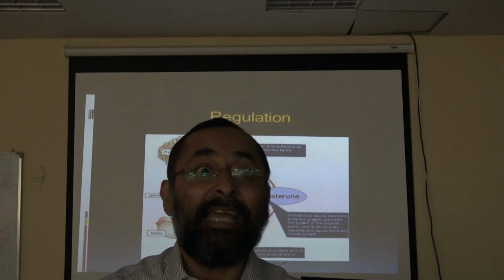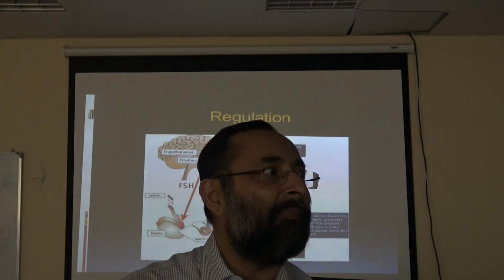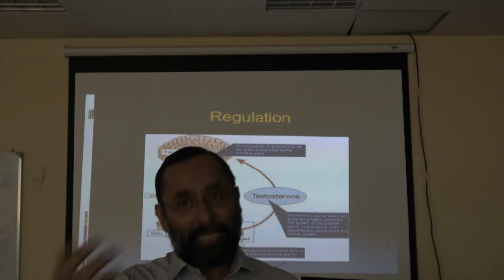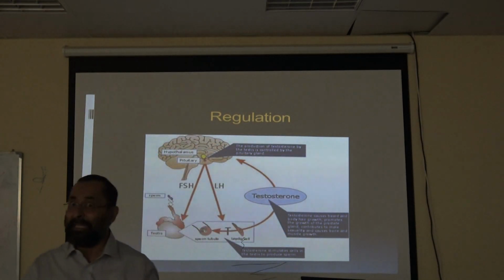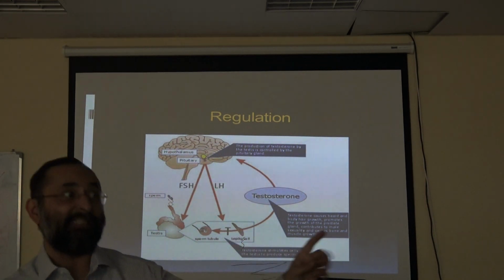So is it negative feedback or a positive feedback? So what do you think? It's an inhibitory hormone. What should be its name? Inhibin. In the males, in all of us, inhibin is coming from Sertoli cells.